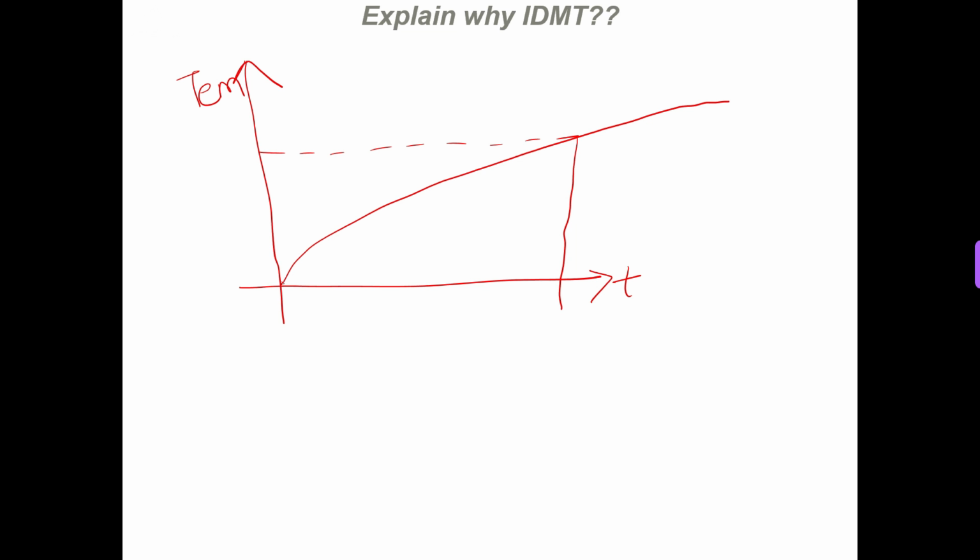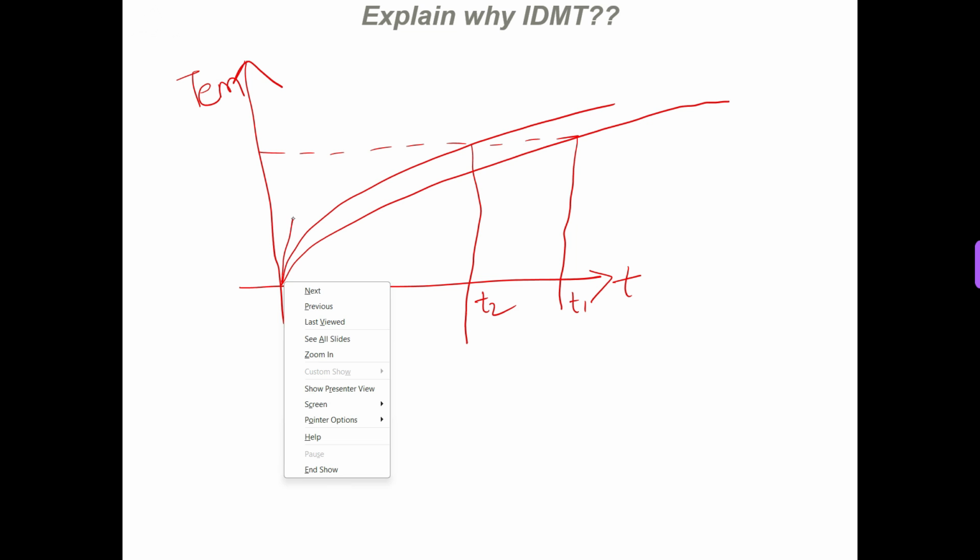Now, suppose the fault current rises, what happens? It will reach this thermal limit after this time. Suppose this time is T1 and this time is T2. Now, suppose the fault current is still higher. So, for this fault current, what happens?